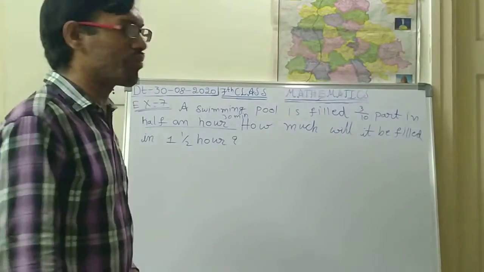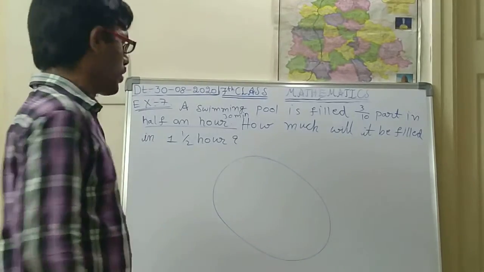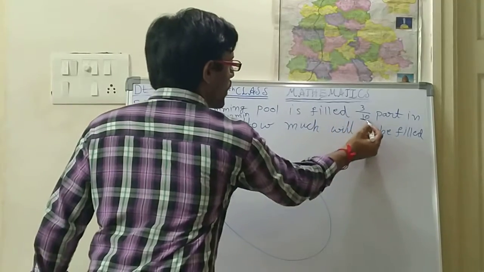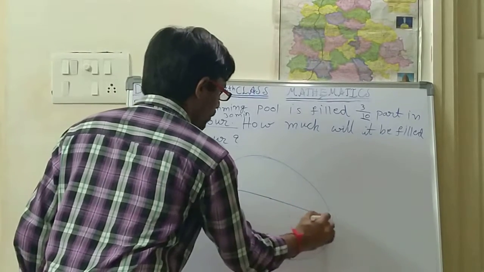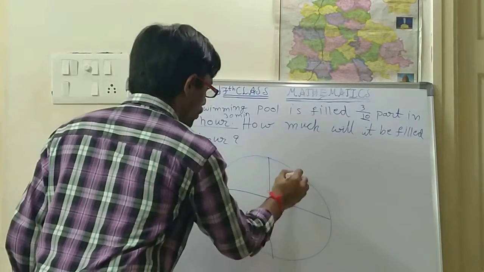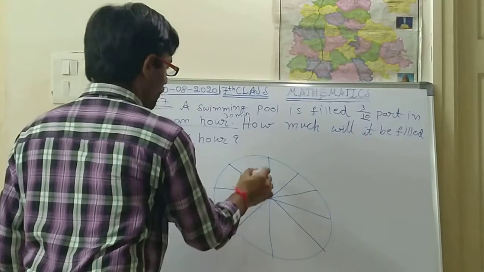Okay, 3/10 part. Suppose this is a swimming pool. So how many parts are there? 10 parts. The denominator is the number of parts. So divide this into 10 parts. So 2, 3, 4, 5, 6, 7, 8, 9, 10. Okay, 10 parts are there.